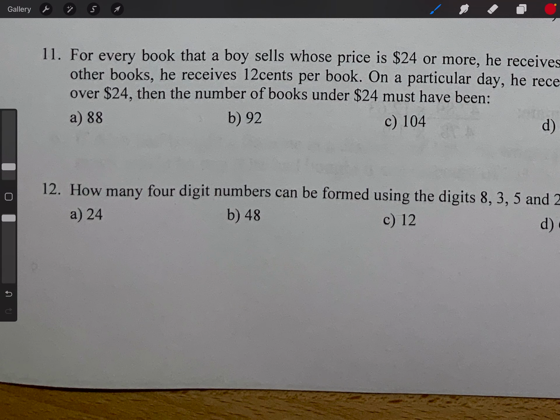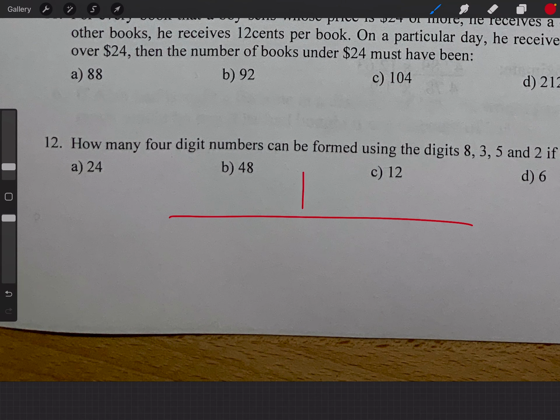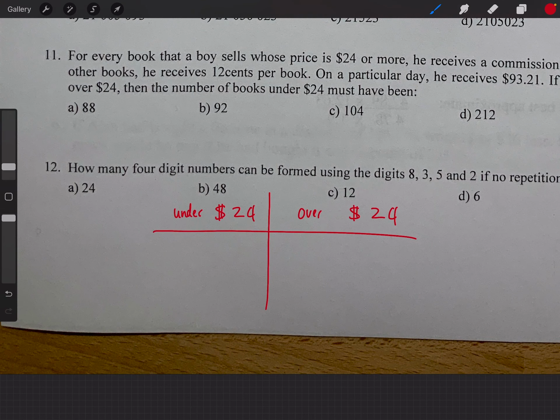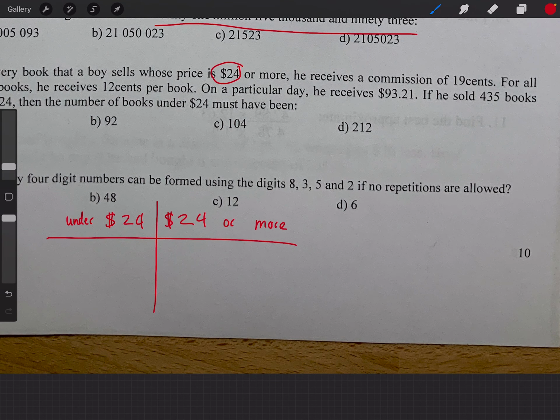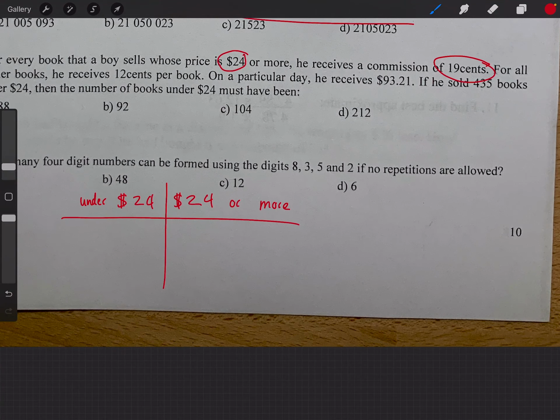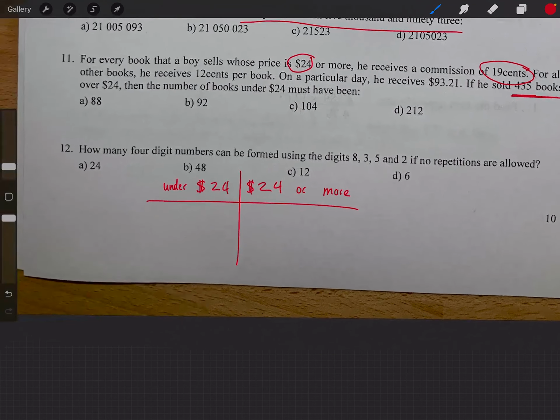For any books, I'll do a table. This is under $24 and this is $24 or more. So every time he sells a book that's $24 or more, he gets 19 cents. Now he sold 435 books over $24.